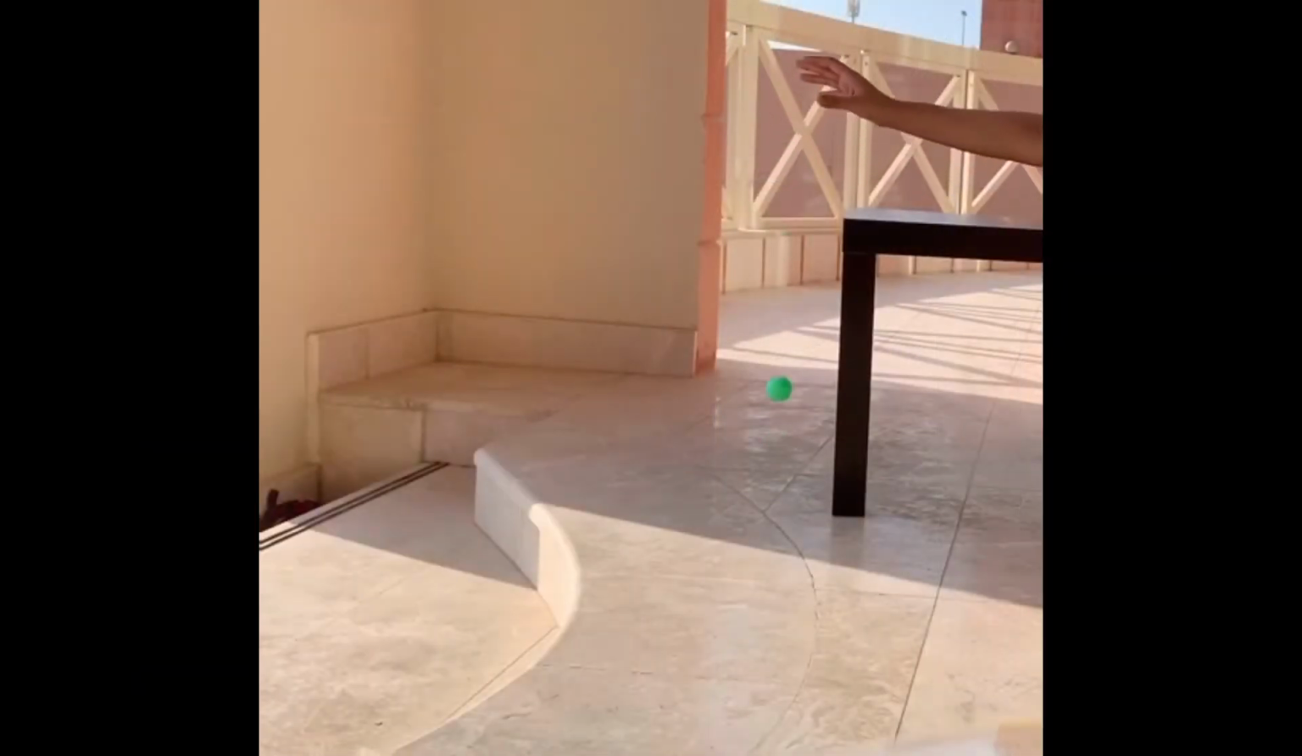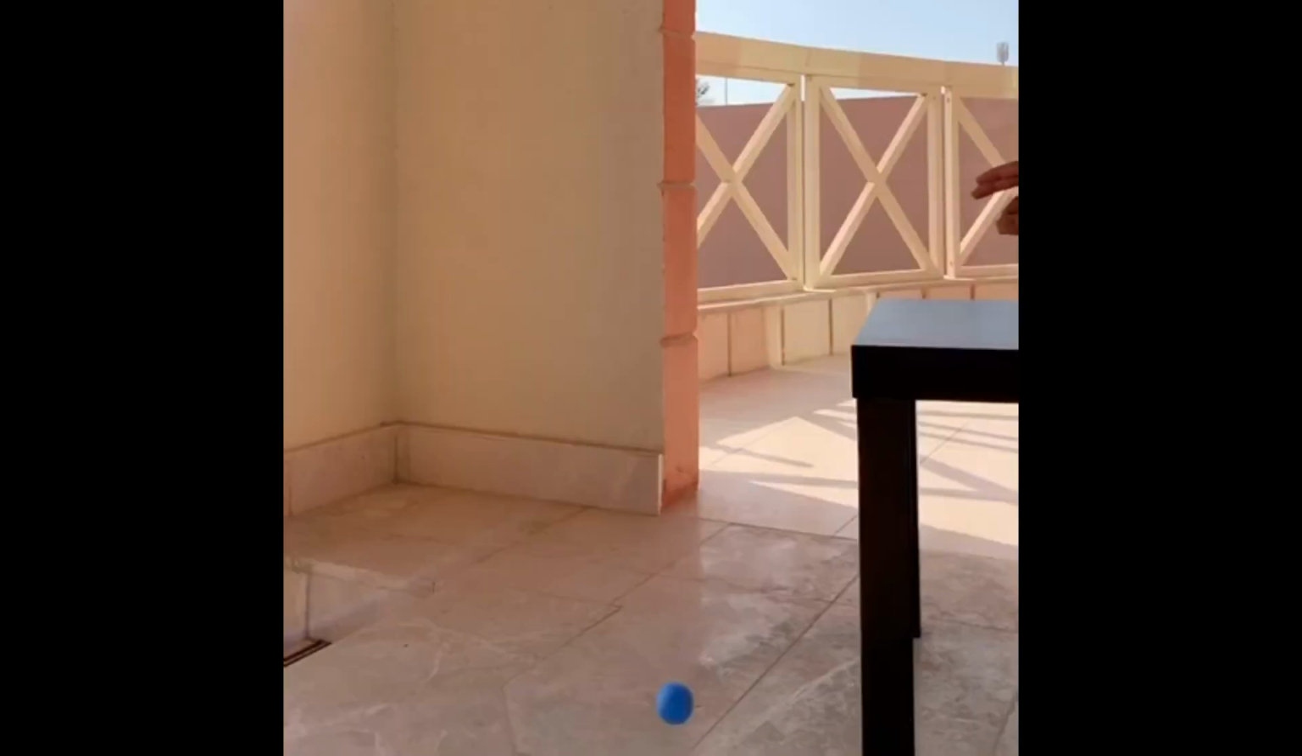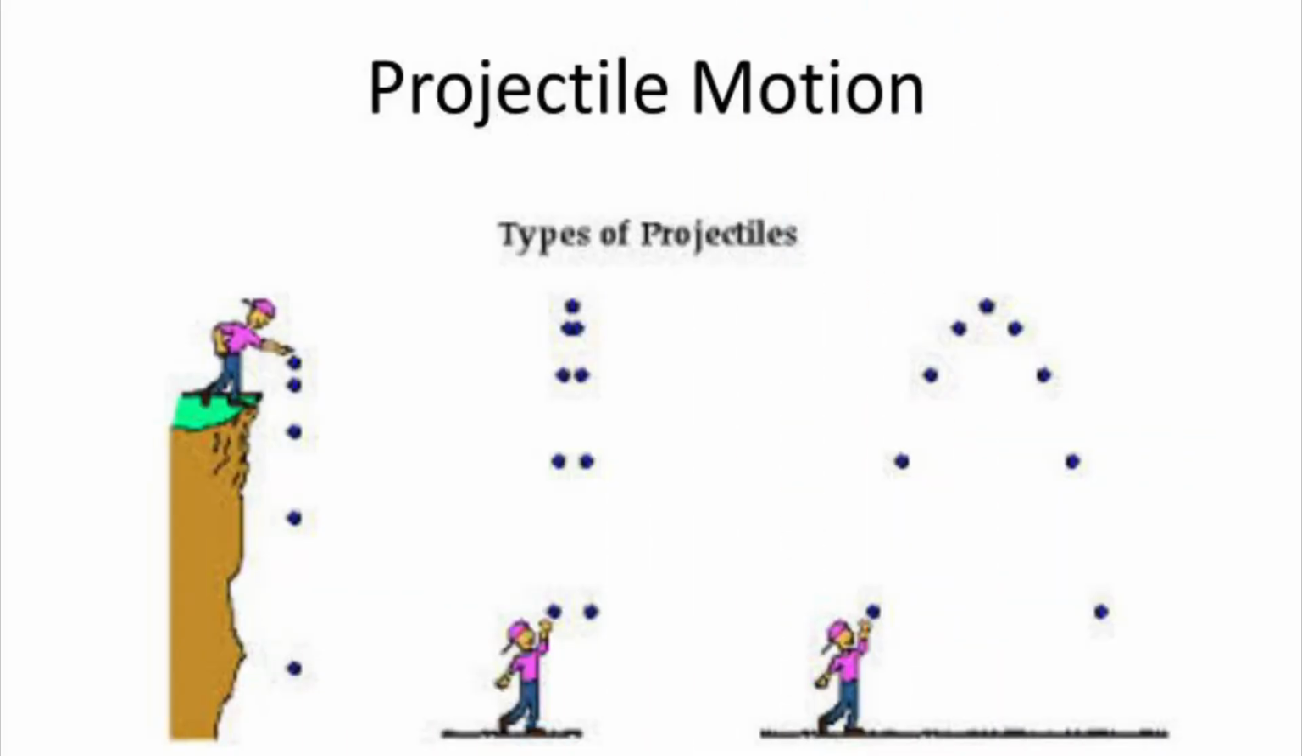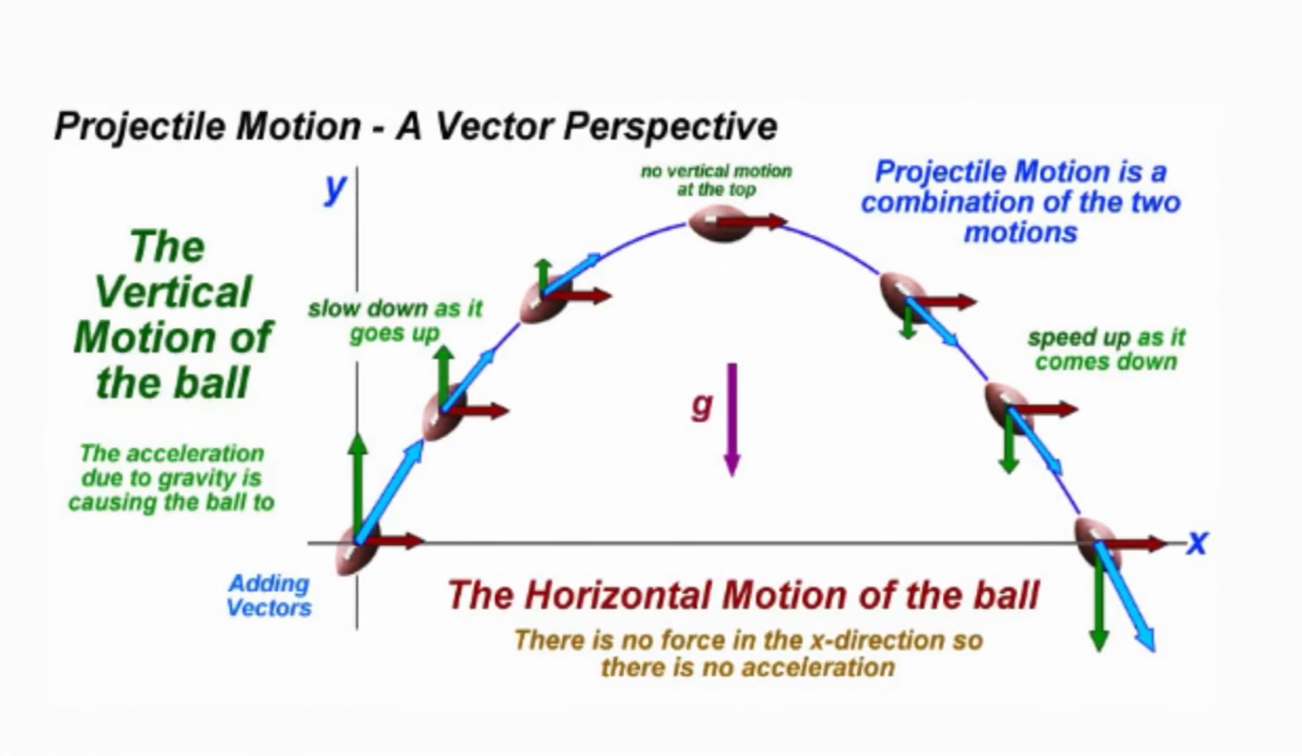You can see that right before they hit the ground, the blue ball, which was launched horizontally, is moving faster than the green ball. And you might be wondering, how come they both have the same final velocity if one is faster than the other?